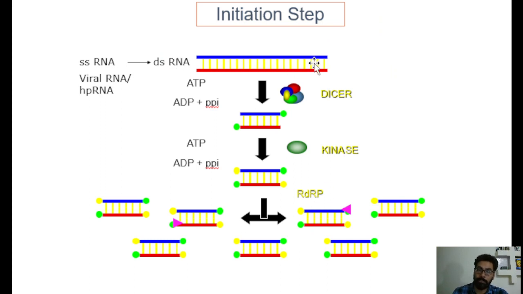So this is the initiation step, where single-stranded RNA from viral RNA or hairpin RNA will be converted to double-stranded RNA in the cell, and these will be recognized by the dicer protein, and by energy consumption they will be converted into small interfering RNA. These small interfering RNAs will then get phosphorylated by the kinase enzyme, and after that, by the activity of RNA-dependent RNA polymerase, more siRNAs will be produced from the double-stranded RNA template.